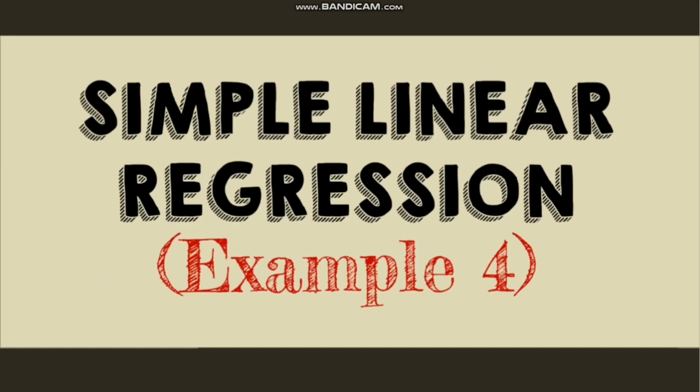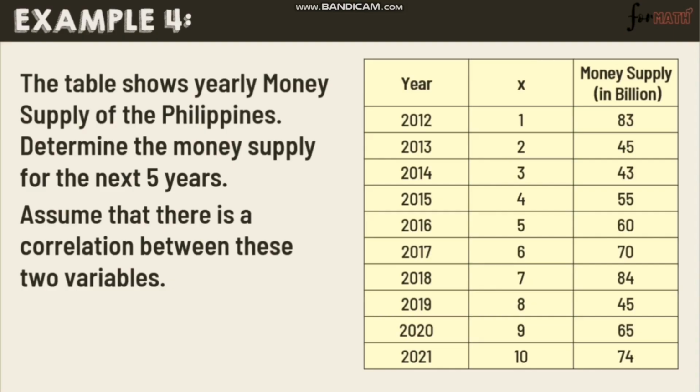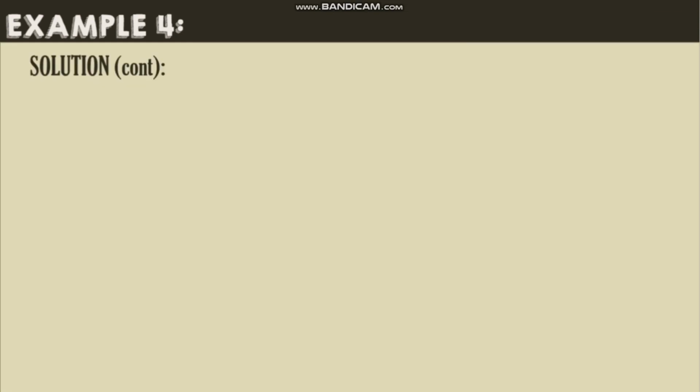Okay, so another example, number 4. The table shows yearly money supply of the Philippines. Determine the money supply for the next 5 years. Assume that there is a correlation between these two variables. So in here, meron tayong yearly money supply in billion. So, 2012 to 2011. So, assume daw natin na may correlation yung ating variable. So, hindi na natin titingnan yung value ng R, pero madali naman siyang tingnan kasi sa calculator, pwede naman natin siyang makita. Okay? So, for the solution, hanapin natin yung regression equation.